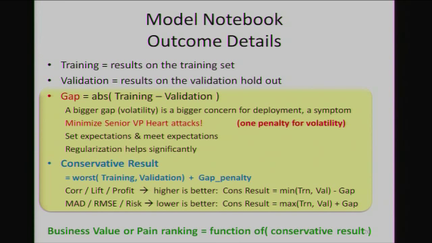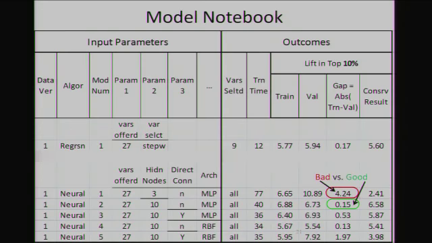Can you explain how the gap is essentially the absolute difference between the training error and validation error? Yeah. So let's say lift, where higher is better. For this first neural net, I got a lift of 6.6 on the training set, and on the validation, 10. The gap is the difference between those two, absolute value, because I don't care which is larger. So this one would be bad.